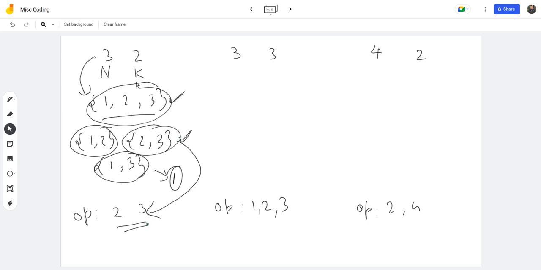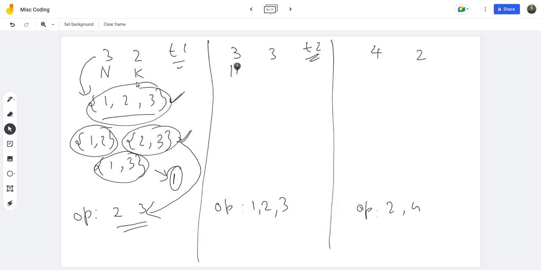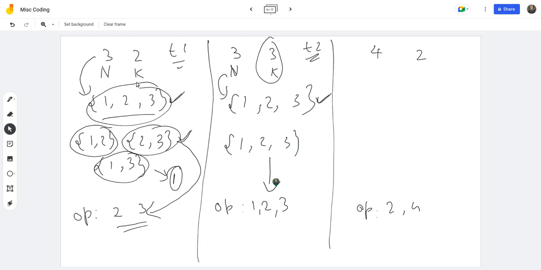This is test case 1, and this is test case 2. In the second test case, n is 3, k is 3. When n and k are equal, we have no choice but to select the entire set as the subset. This is the original set going from 1 to 3, because n is 3 and k is also 3. So we have no choice but to pick the entire set, which is 1 2 3, and that is the answer which is given. So that is the second test case.